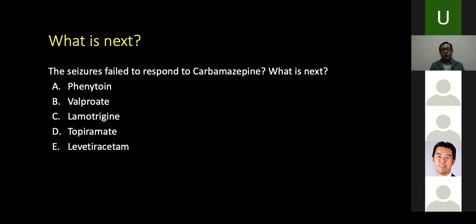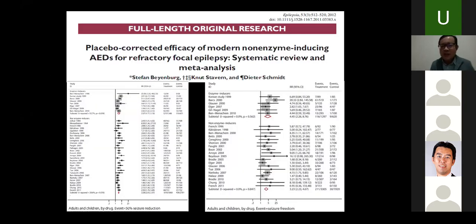So if they fail to respond to carbamazepine, what is next? We can consider all the newer medications. But this chart tells you that none of them are really much better than carbamazepine. On the left chart is 50% seizure reduction. On the right chart is seizure freedom. And they are all compared to carbamazepine. This is the enzyme-inducing group in the upper half and the non-enzyme-inducing group in the lower half. It just says that they are similar in terms of efficacy to carbamazepine.